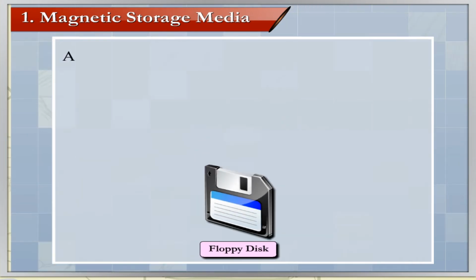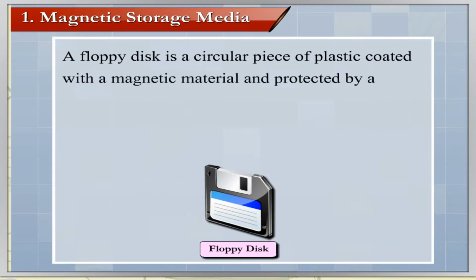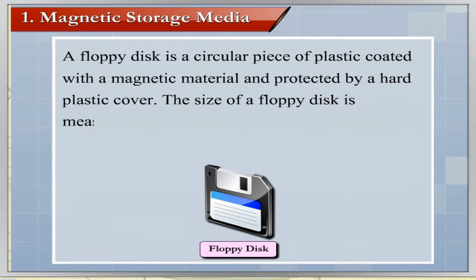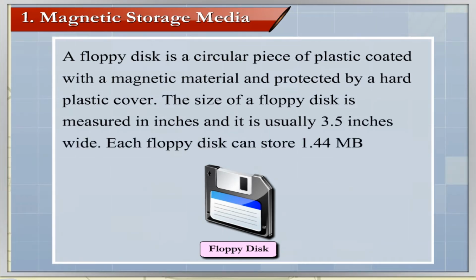Floppy disk. A floppy disk is a circular piece of plastic coated with a magnetic material and protected by a hard plastic cover. The size of a floppy disk is measured in inches and it is usually 3.5 inches wide. Each floppy disk can store 1.44 MB data.